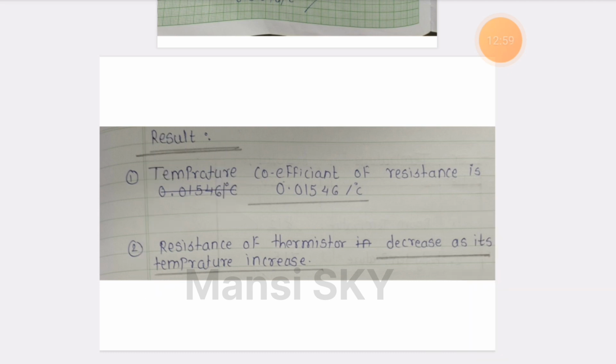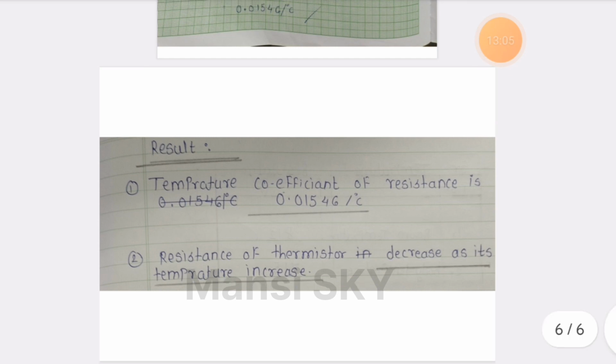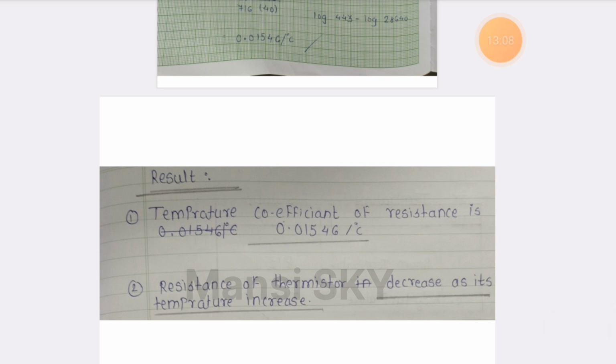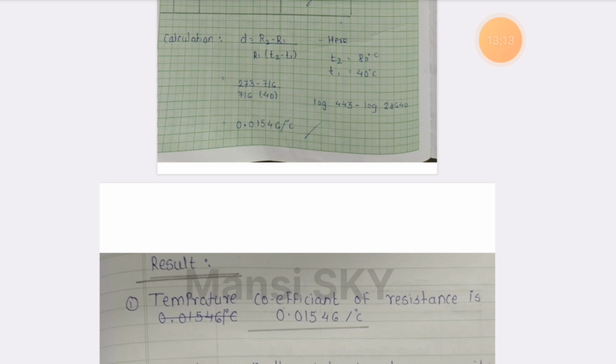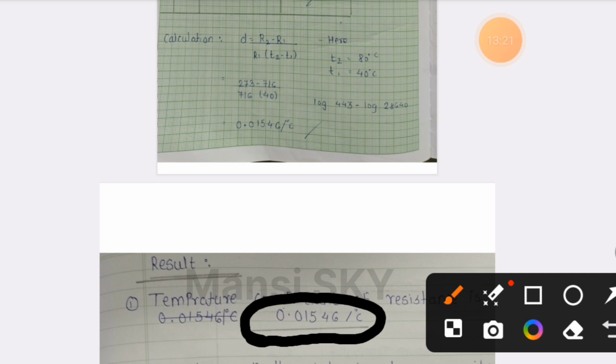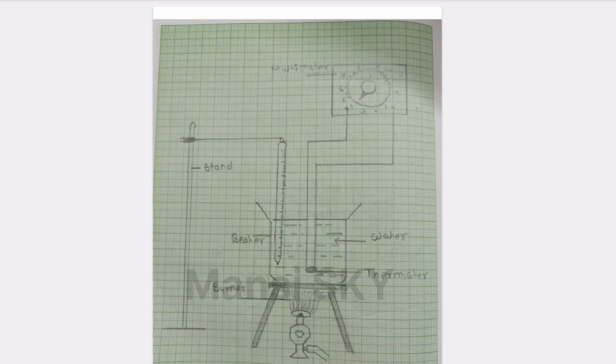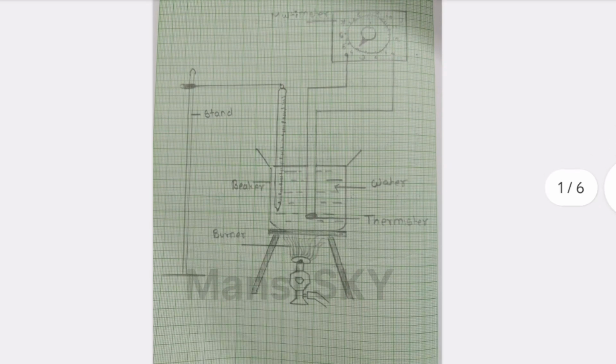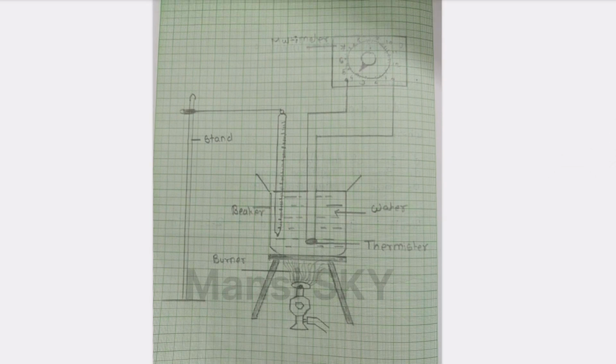And the next result we got is the temperature coefficient of the resistance. The coefficient of the resistance is 0.01546 per degree Celsius, or you can simply write that the value of the coefficient of resistance is nothing but 0.01546 per degree Celsius. Okay. So in this way we have completed our thermistor practical, which is a very important practical from physics.